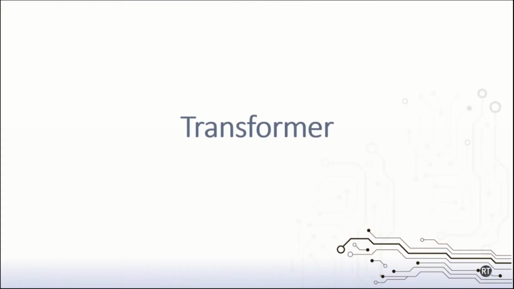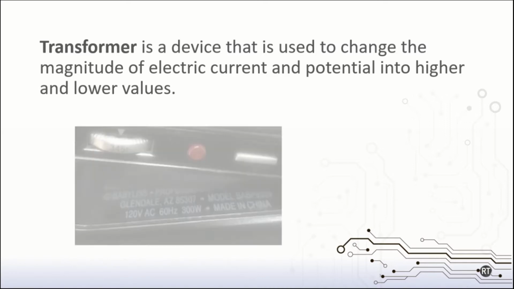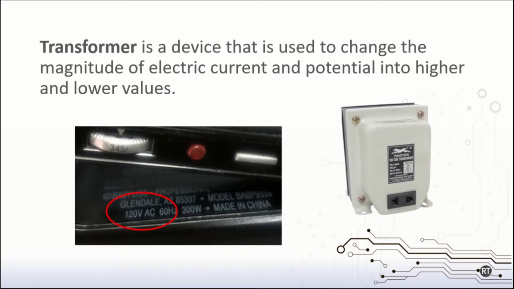The first electrical device is a transformer. A transformer is a device that is used to change the magnitude of electric current and potential into higher and lower values. But we most commonly associate a transformer with a device that changes the potential or the voltage, such as when an electrical device needs 110 volts, but what we get from the socket is 220 volts. Then we will need a transformer, such as this one, to change the voltage from 220 volts to 110 volts, so it will be compatible with our device.